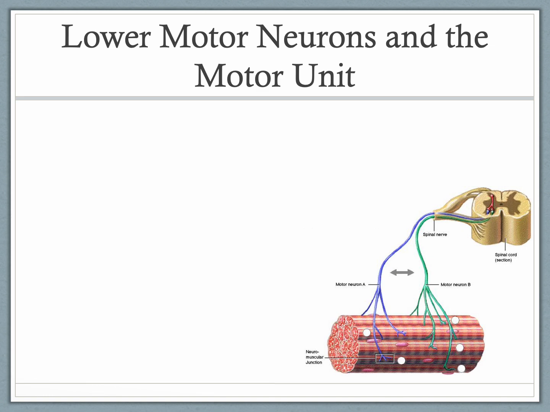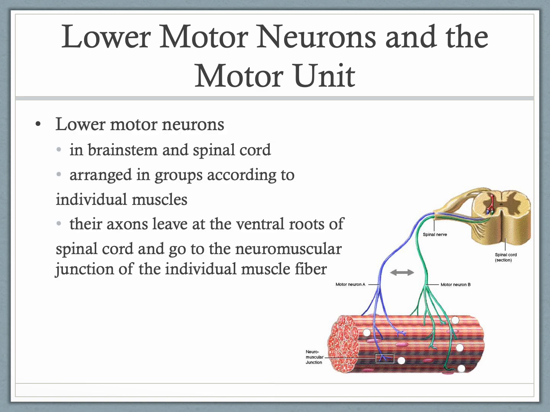So, lower motor neurons and the motor unit. Lower motor neurons in the brainstem and spinal cord are arranged in groups according to individual muscles. Their axons leave at the ventral roots of the spinal cord and go to the neuromuscular junction of the individual muscle fiber. This is called the motor unit.